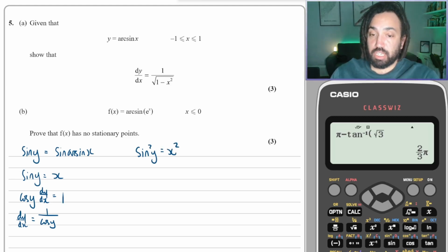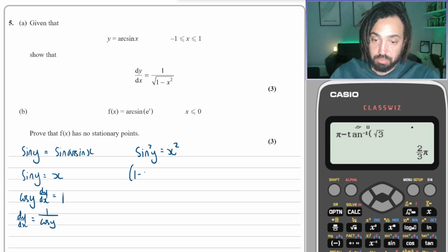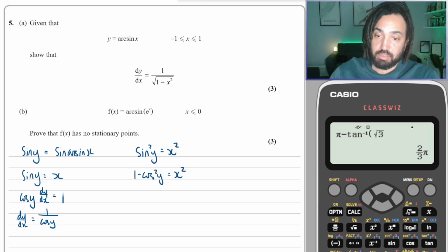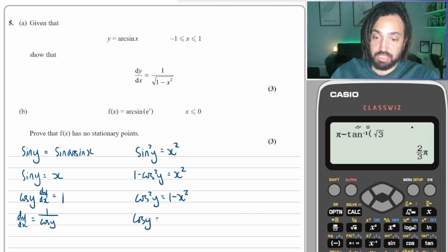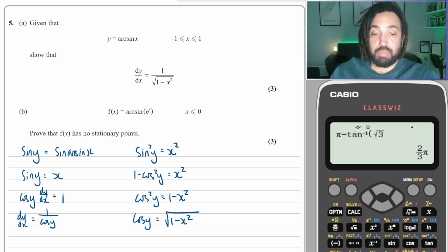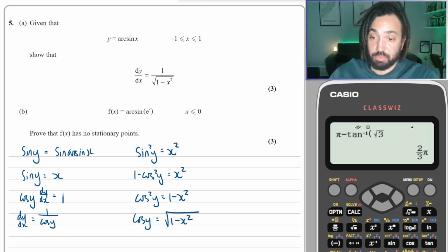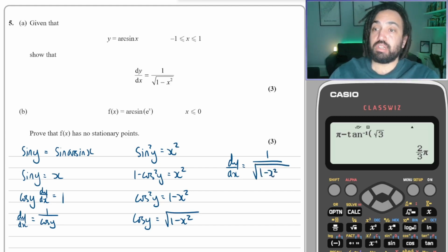We then know that sine squared is 1 minus cos squared. I'm not sure why I did a bracket there. Don't need that. Okay, so rearranging, this gives me that cos squared y is equal to 1 minus x squared, which tells me that cos y is equal to the square root of 1 minus x squared. And now we can combine these two things, and we get that dy by dx is equal to 1 over, rather than cos y, I'm going to replace that with the square root of 1 minus x squared. And we are done.